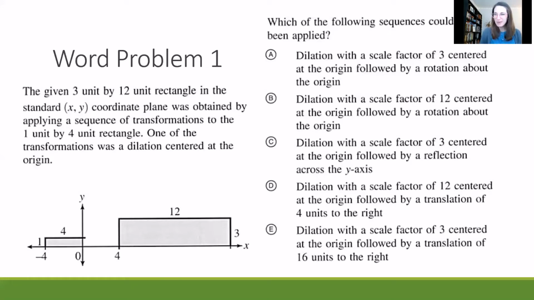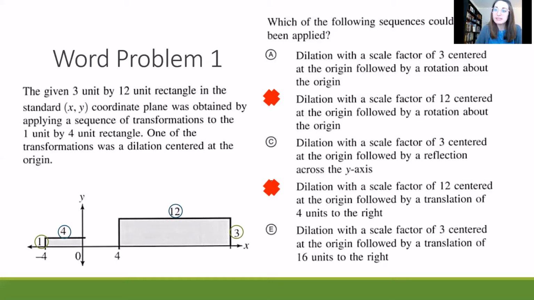Now, which one did we say was true? Well, we had already noticed earlier that 1 times 3 is 3 and that 4 times 3 is 12. So that tells me that we can already get rid of the ones that say 12 here because we're not multiplying by 12. We do get 12 in one of them, but we're multiplying by 3. So it's a scale factor of 3. Now, look at the 3 options that we have remaining.